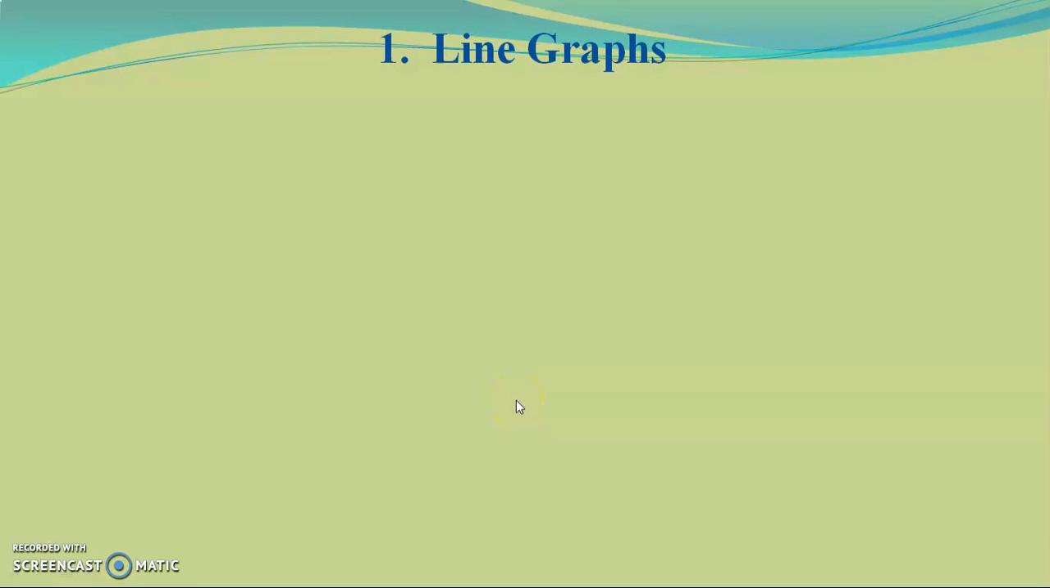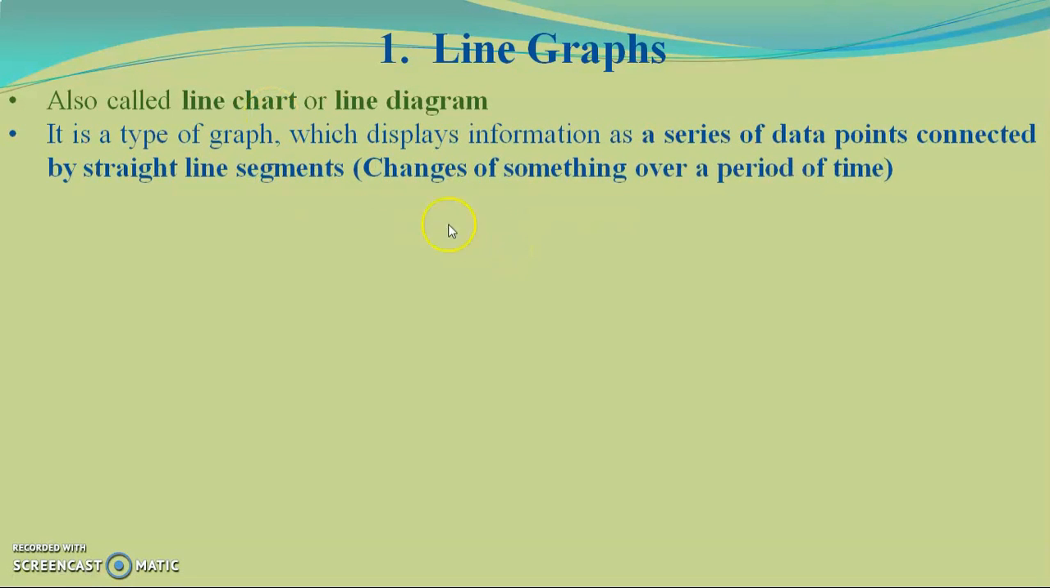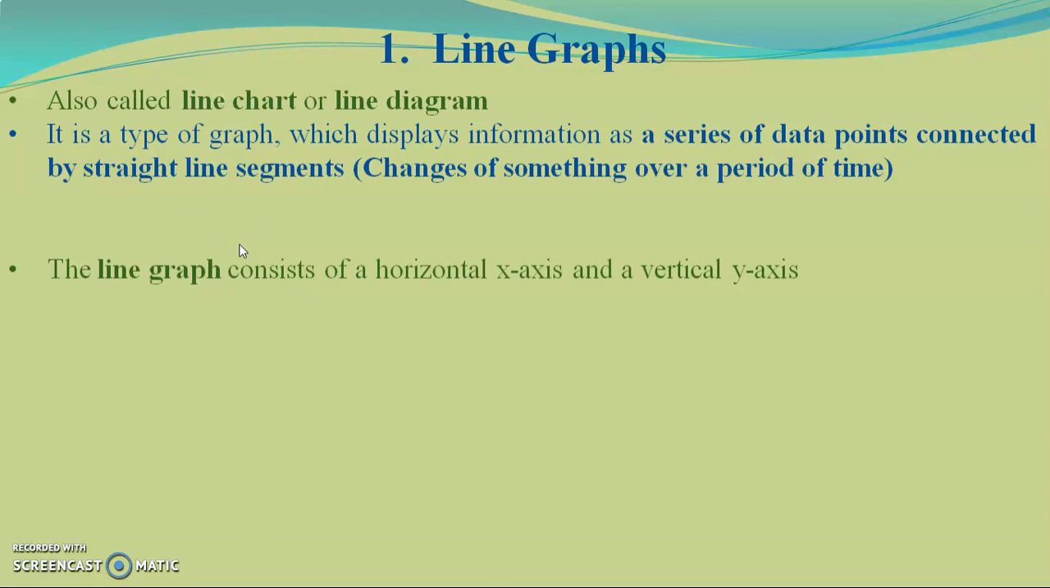We can see what a line graph is and what it is used for. A line graph is also called a line chart or line diagram, and it's a type of graph which displays information as a series of data points, and these data points are connected by straight line segments, as you can understand when you see the diagram. The line graph is used to represent the changes of something, that may be anything, as we have discussed a while ago, the lifespan or yield or the population over a period of time.